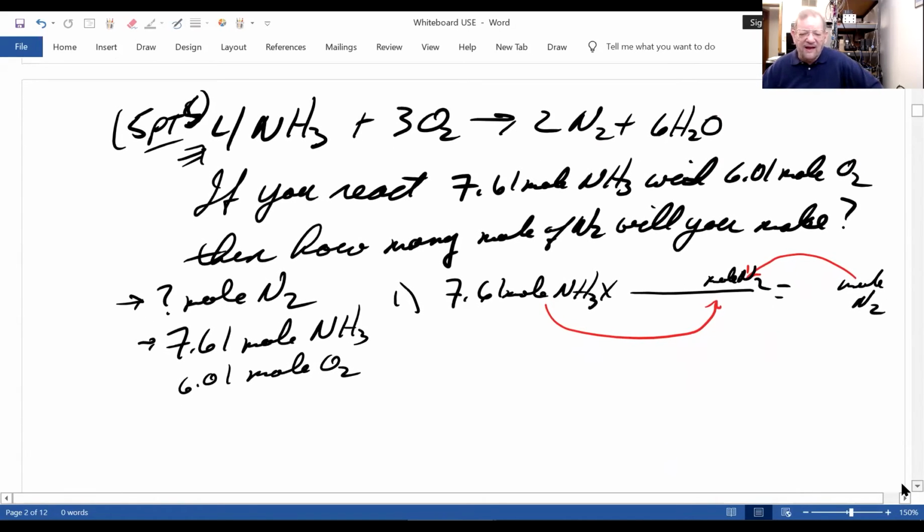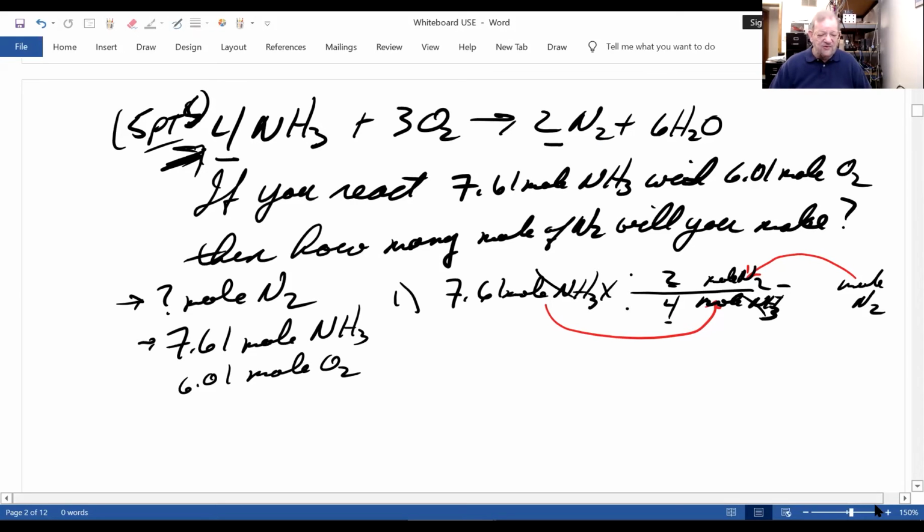There we go. And I'm trying to get the moles of ammonia. And where do I get the numbers here? From my balanced chemical equation. For every 4 moles of ammonia, I make 2 moles of nitrogen. This cancels out. I'm left with the right units. And now I can first copy down the numbers so I don't forget them.